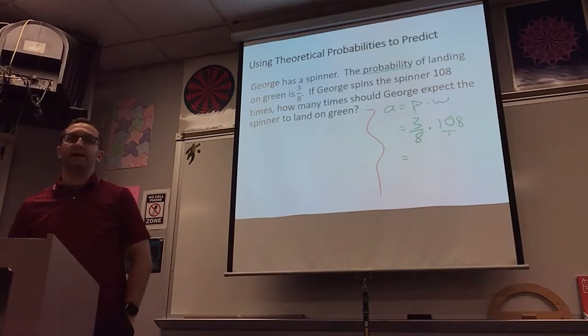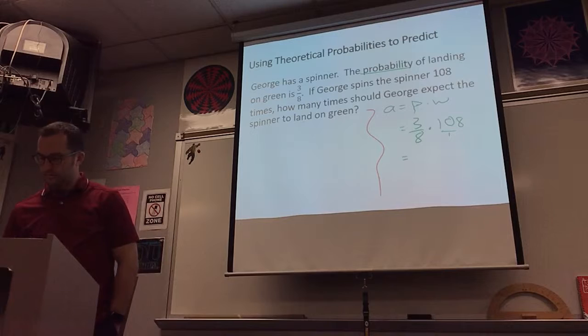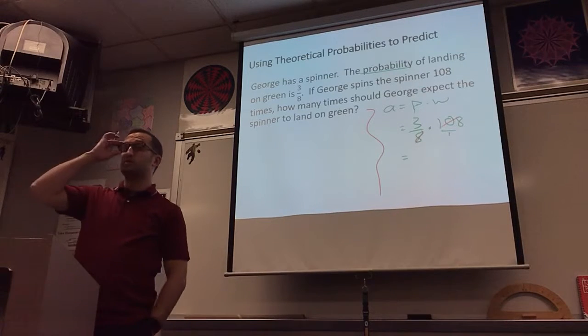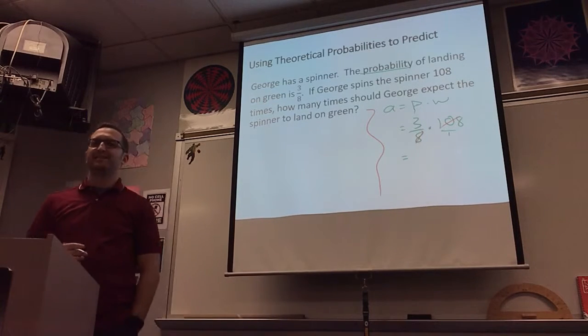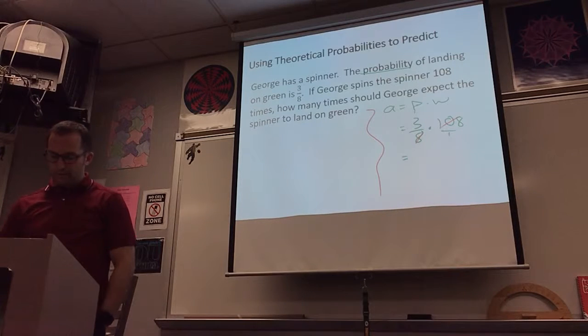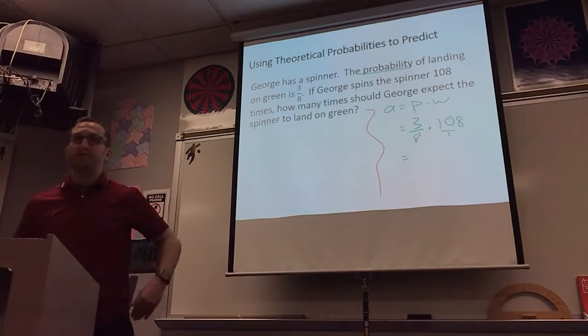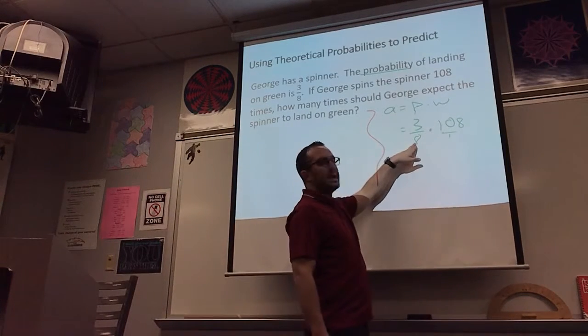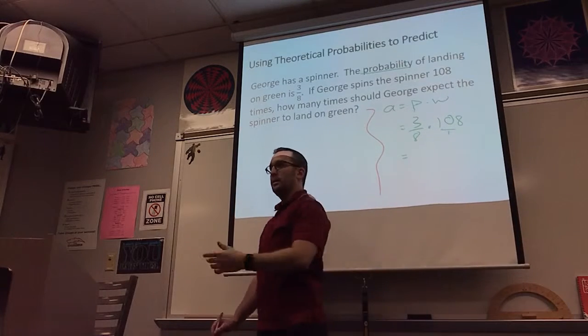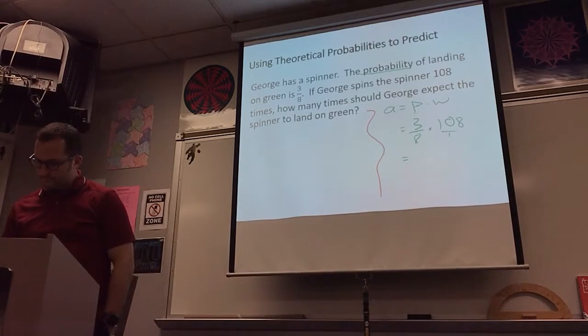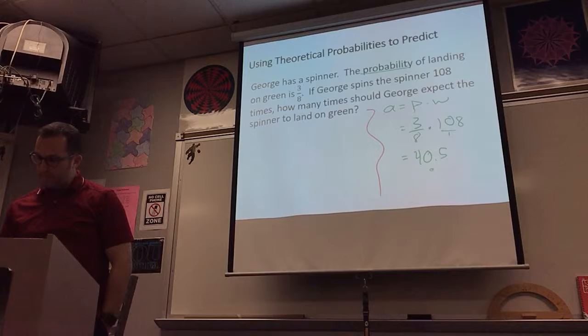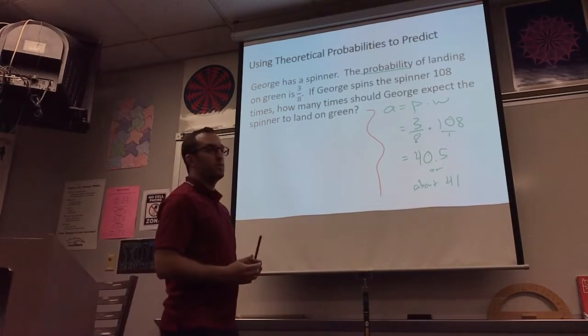And 8 goes into 108 how many times? This is where you use a calculator. 13.5. Okay, so maybe that wouldn't be a good one. If we could factor out a 4. Or we can just multiply. Use your calculator. 3 divided by 8 times 108. And we get 40.5. So about 41, right? Now there's another way we can do this problem as well.